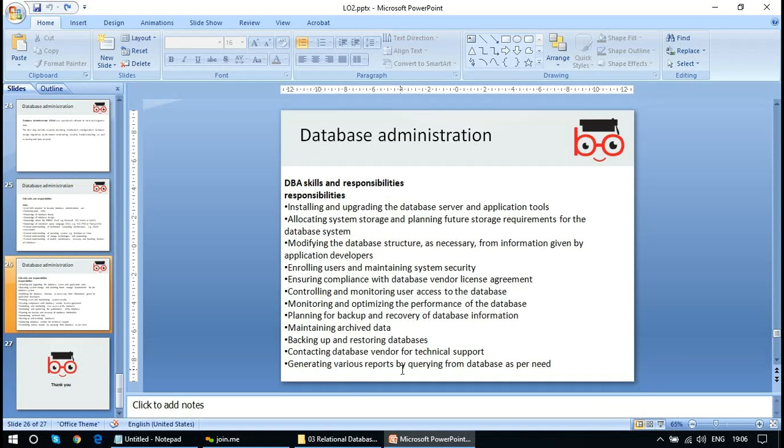These are interesting things. When we say the database administrator is doing nothing, they are actually responsible for many things: installation, modification, creating users, controlling, monitoring, even reporting. It looks like they are doing nothing, but they have lots of things on their list to do.